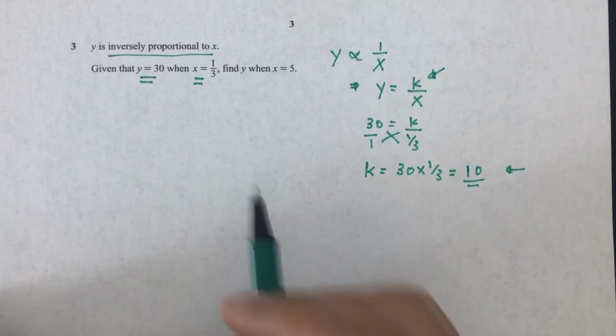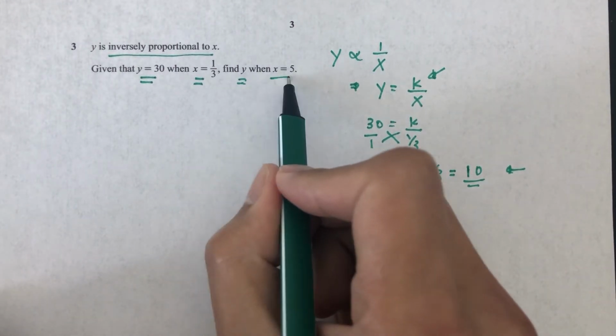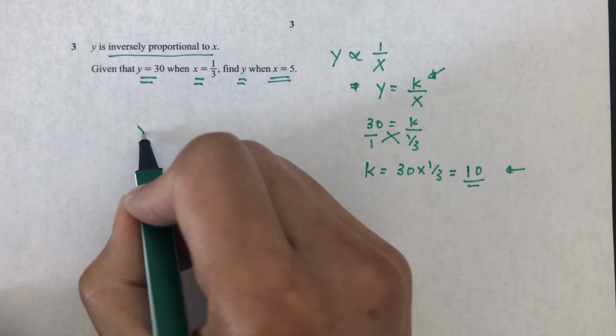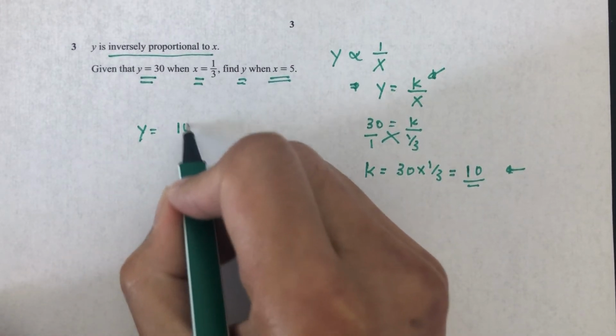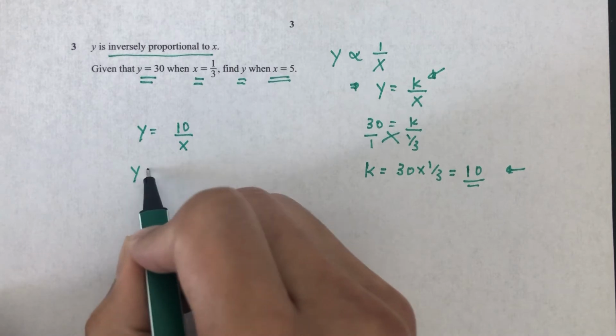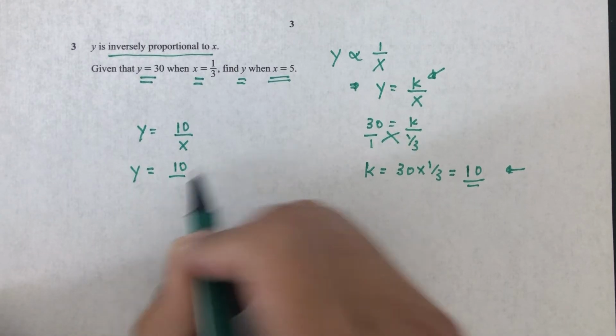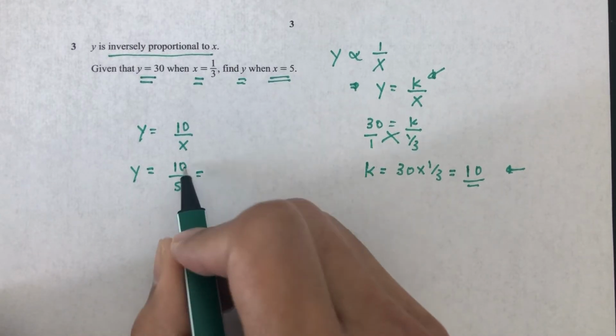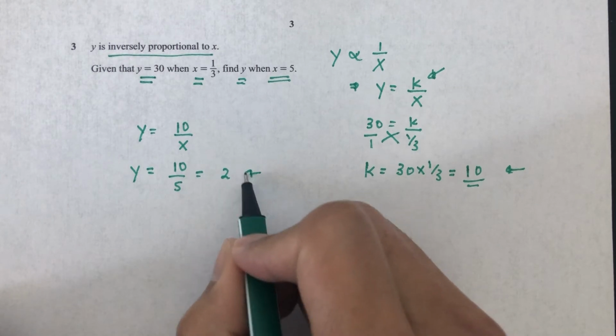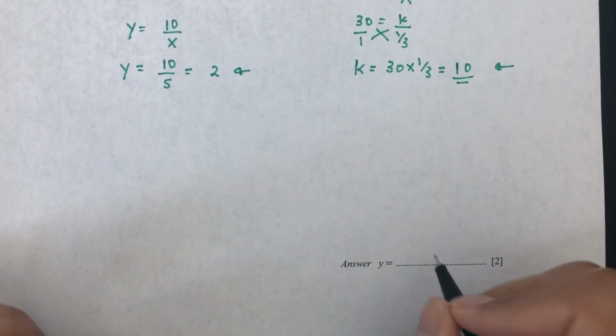Okay. So now we have to find y when x is equal to 5. The equation now is y equal to 10 over x. We have to find y when x is equal to 5. So 10 divided by 5 is 2. So the value of y is 2.